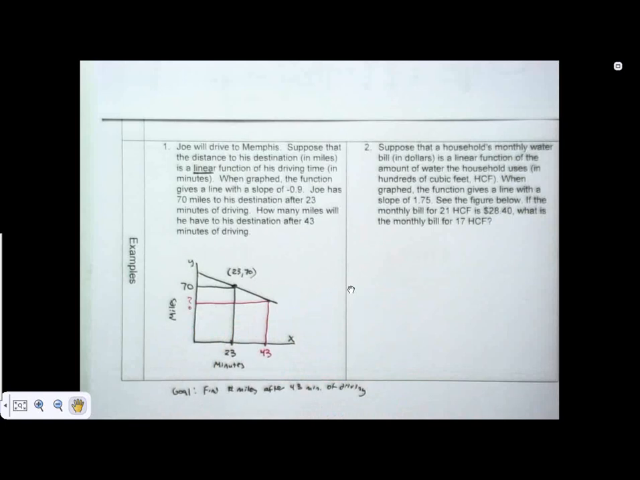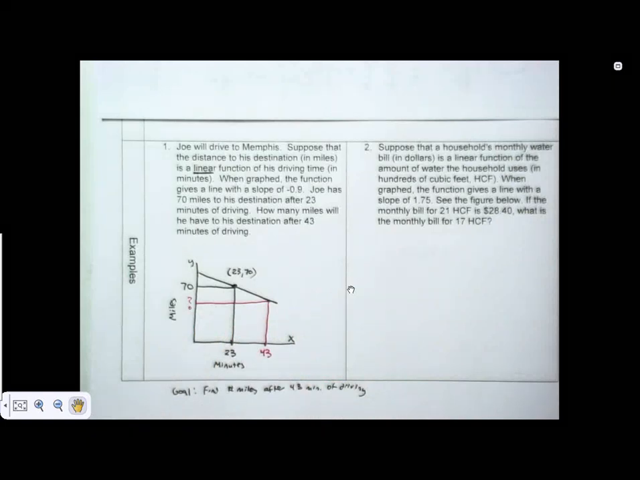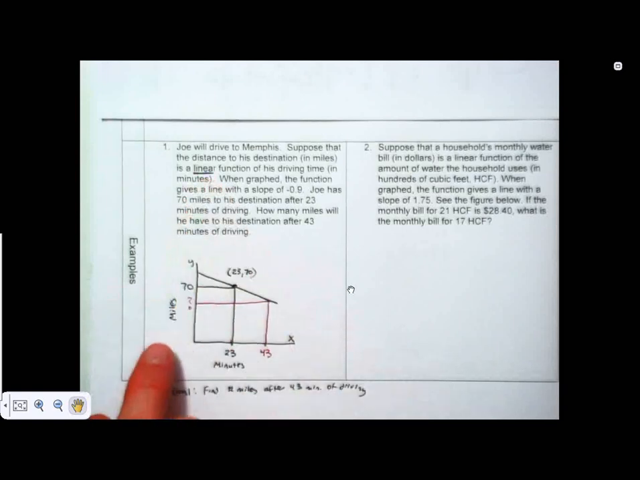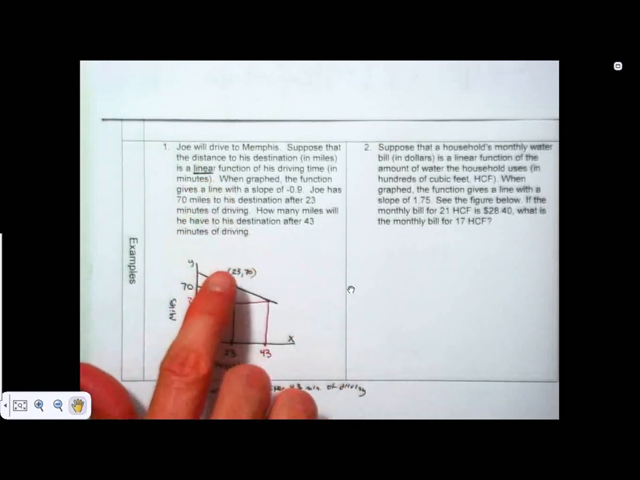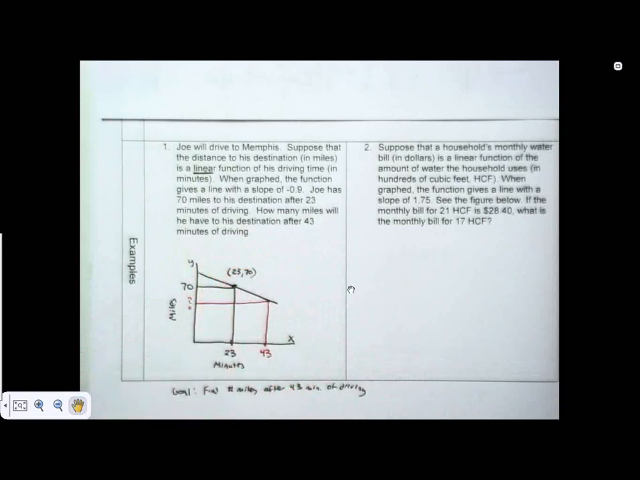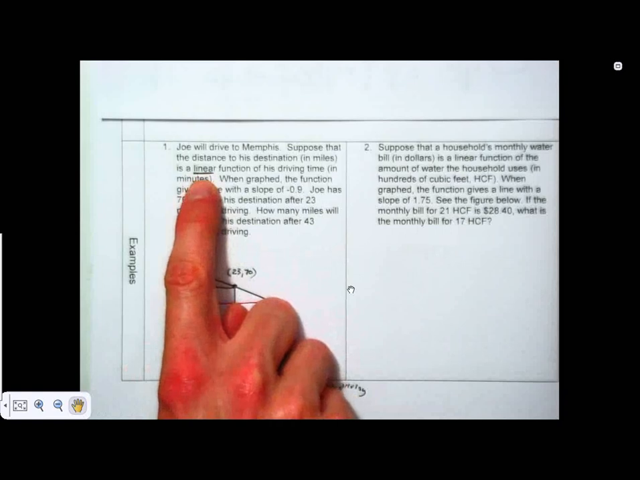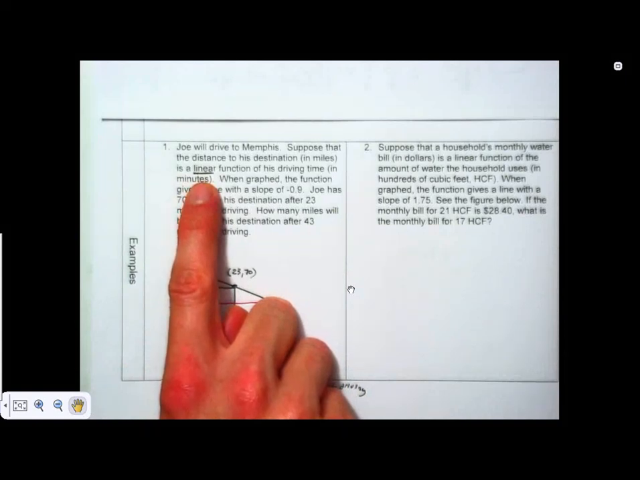They actually use a key word in the word problem itself, and that key word is linear. They say the distance to his destination is a linear function of his driving time. There's a root word in there that you're all familiar with, which is line. And we all know how to write an equation for a line at this point. If not, go back to my video on writing the equation of a line before you go any further.